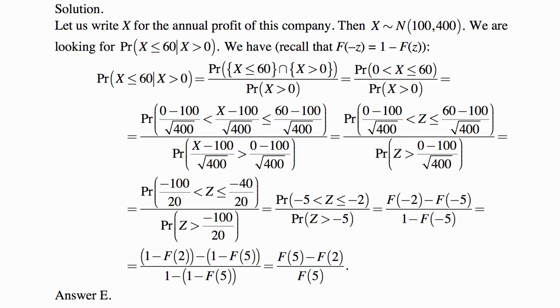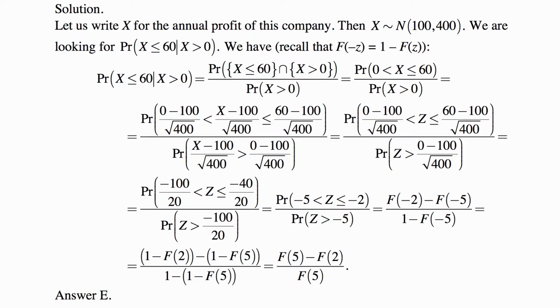So the question is for the probability that X is less than or equal to 60, given that X is more than 0. By definition of conditional probability, this is the probability that X is less than or equal to 60 and X is more than 0, divided by the probability that X is more than 0. So it's really the probability that X is between 0 and 60 divided by the probability that X is positive.